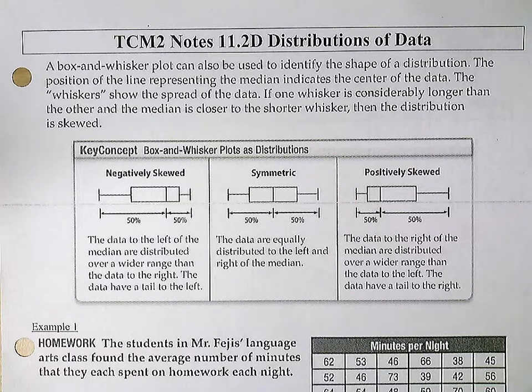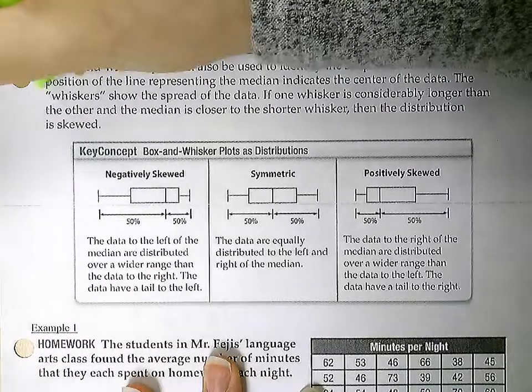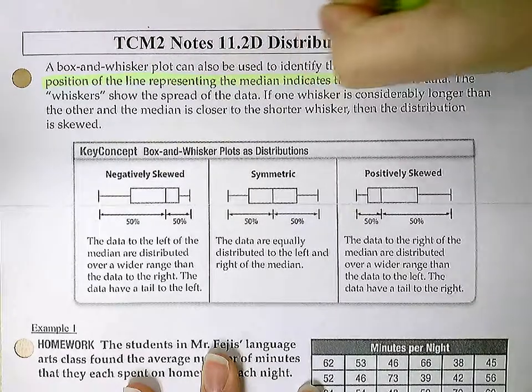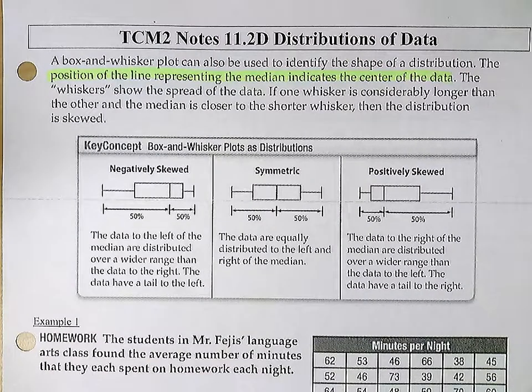A box and whisker plot can also be used to identify the shape of a distribution. The position of the line representing the median indicates the center of the data. That line in the box part represents the median. The whiskers show the spread of the data, how far your range goes. If one whisker is considerably longer than the other and the median is closer to the shorter whisker, then the distribution is skewed.